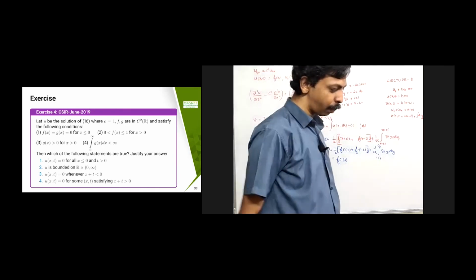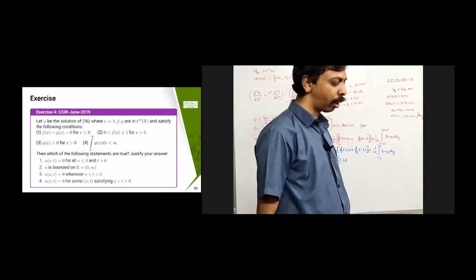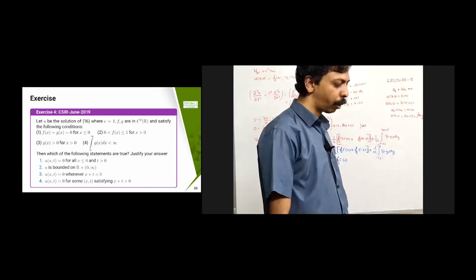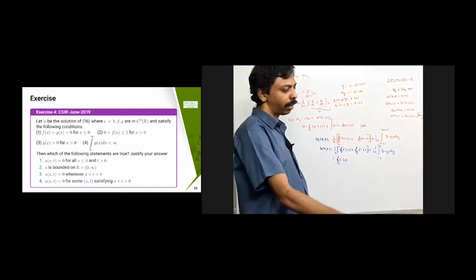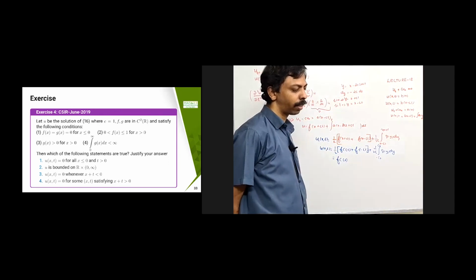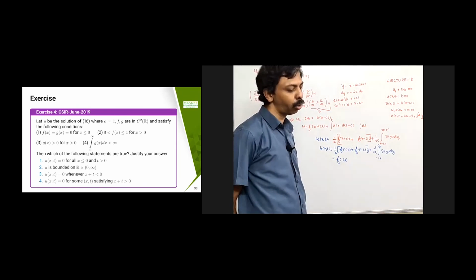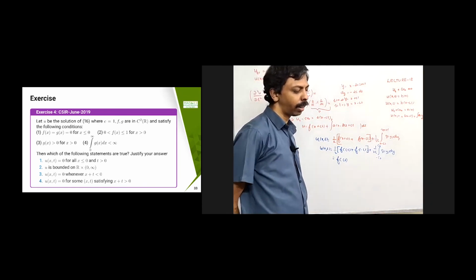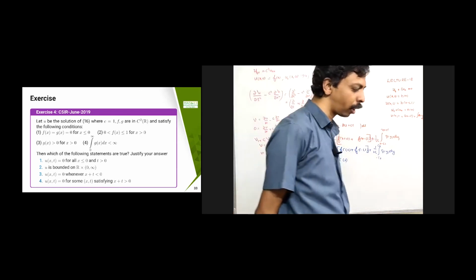Again, this is an exercise problem. If you put f of x equal to g of x equal to 0, what solution is going to come? You can observe that. The conditions given are f is 0 and g is 0 for x less than or equal to 0, and 0 less than f of x less than or equal to 1 for x greater than 0. Then it asks which of the following statements are true. You can justify your answer and say what the solution is. This one I leave as an exercise. You can just explore it.